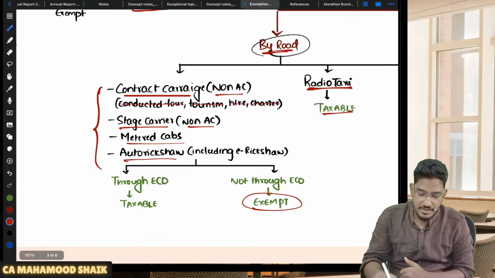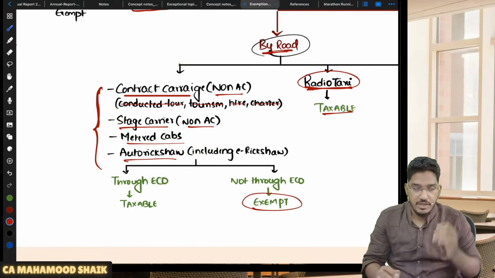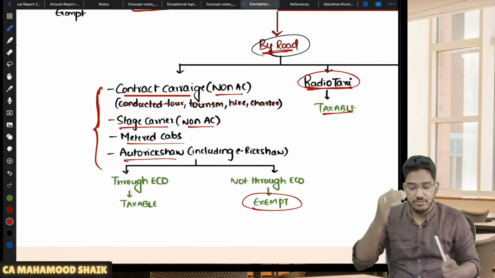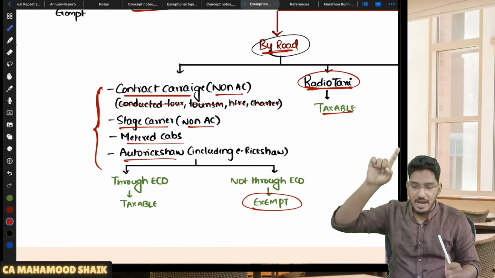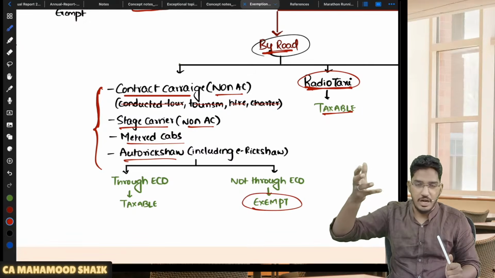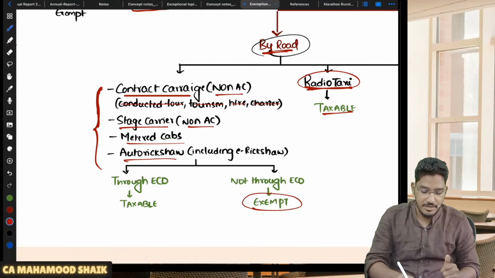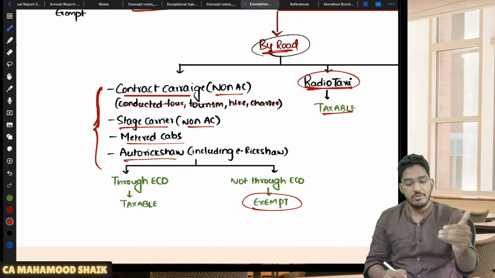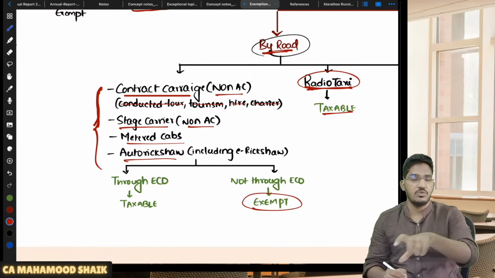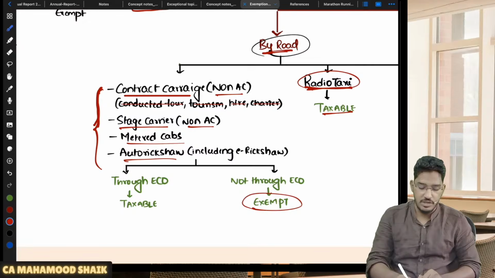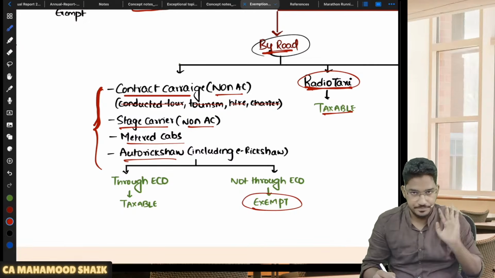Only this you have to remember. This is the main thing which you have to remember. Radio taxi anyhow you will remember. If they ask you about passenger transportation services, first you have to recollect this list: contract carriage, not air conditioned; stage carrier, non-air conditioned; metered cabs and auto rickshaws. Metered cabs and auto rickshaws anyhow will not be air conditioned, that you know. You have to just remember this list. Then you check whether these services are provided through an e-commerce operator or other than an e-commerce operator. If it is through an e-commerce operator, taxable. If it is through other than an e-commerce operator, exempted. This is the only list you have to remember. Apart from this, any other will always be taxable.